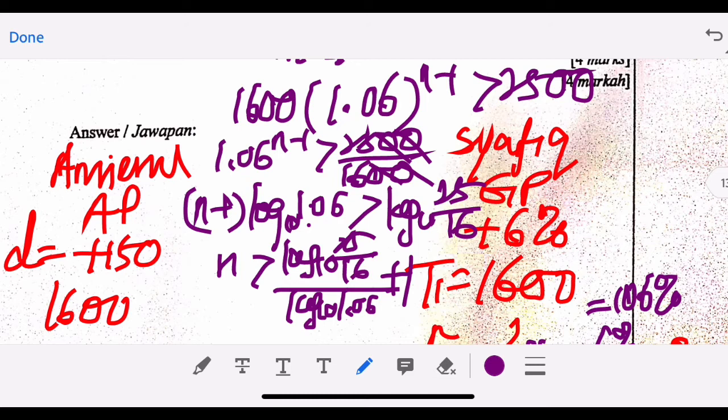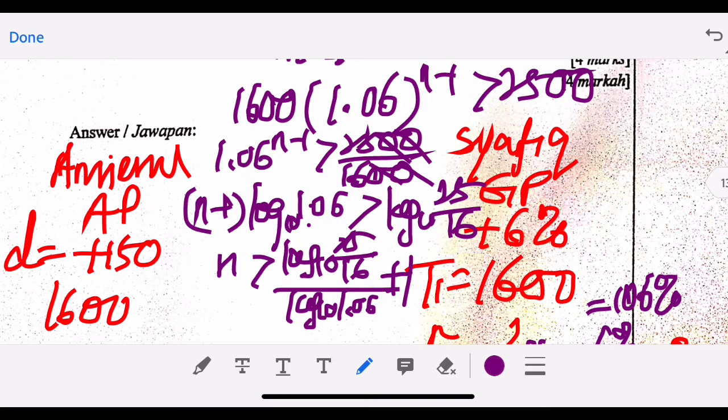Okay, let's press the calculator. Log 10 of 25 over 16. Okay, so if you press properly, you divide by log 1.06.